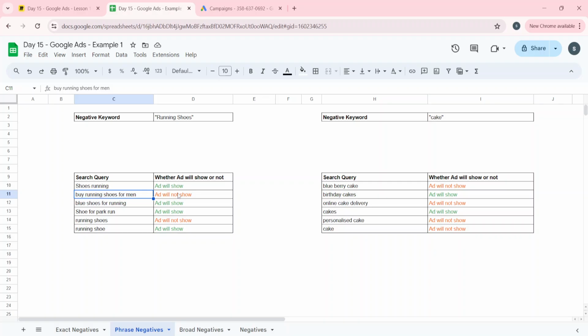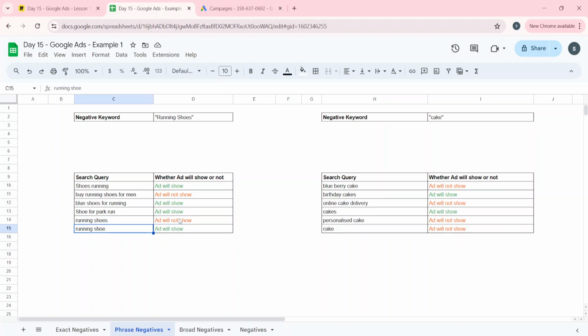Here your ad will not show. Why? Because here you see running shoes, it is matching, right? And front and back, as I said, this is a phrase match, so it will consider any extra words. Okay, and the third example is blue shoes for running, so it doesn't match because it is not in the correct order, running shoes. So your ad will show. And the fourth example also your ad will show. And if you see the fifth example, running shoes, it is exactly matching, so your ad will not show.